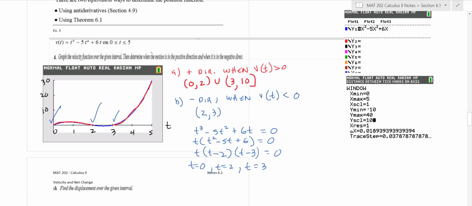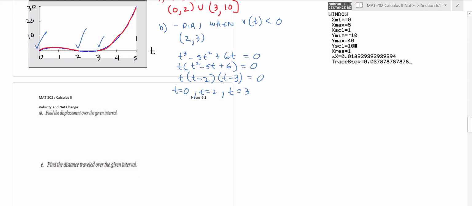Okay, still working with that same function. You just got to know how to set up your formula. So we're going to find the displacement from 0 to 5. The displacement we learned is the integral of v of t dt. In this case, we're going to go 0 to 5. So when we put this together, that's the integral from 0 to 5 of, and our function was what? t to the third minus 5t to the second plus 6t times dt.